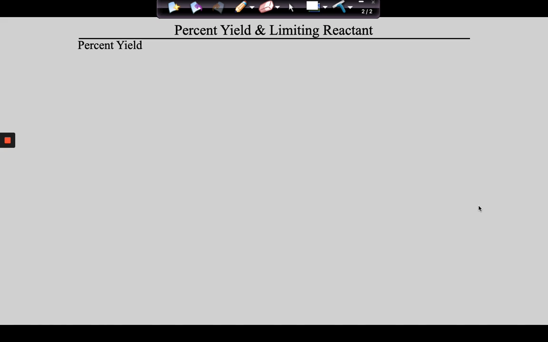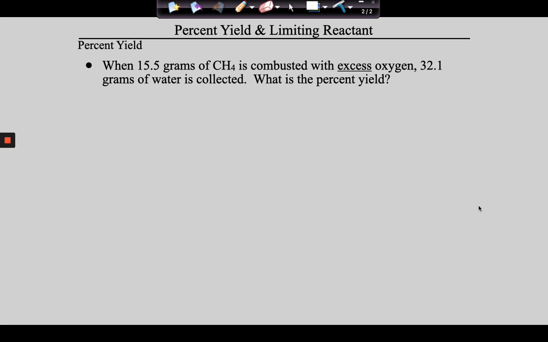I don't know that you need to write down the question, but just read it with me, and then let's solve it together. So guys, it says this. You take 15.5 grams of methane, that's Bunsen burner gas, and you light it on fire and let it burn with excess oxygen. And guys, excess just means all you need. So we take 15.5 grams of Bunsen burner gas, light it on fire with all the oxygen we need, and then imagine that we collect the water that's created, and we get 32.1 grams of water.